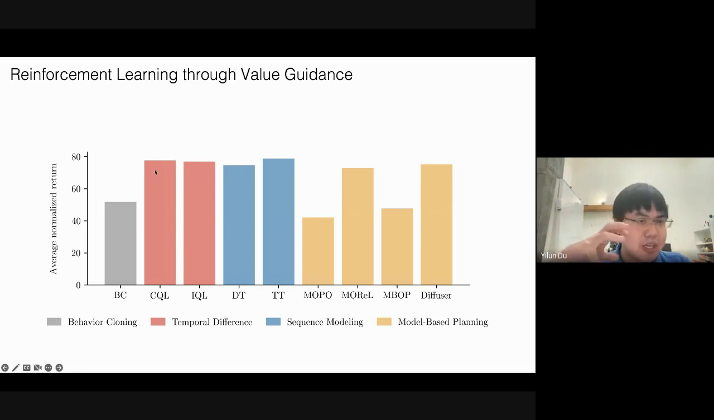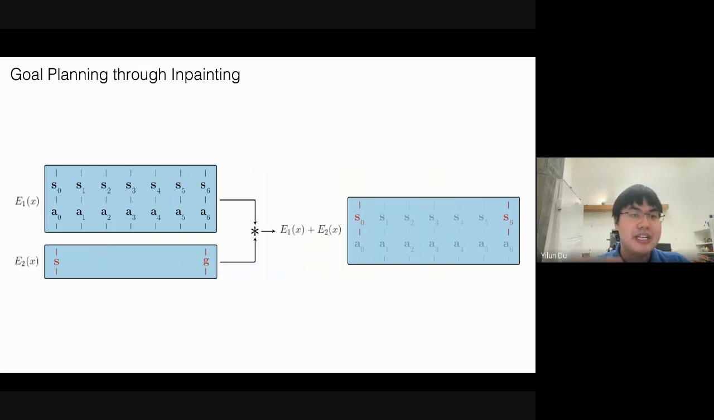But I think that really the power of this approach is the idea that you can do all types of other flexible behavior synthesis by using this type of energy framework. So what's another interesting one? Another one can be this idea of goal planning.